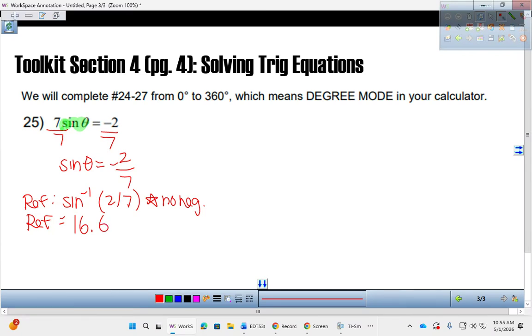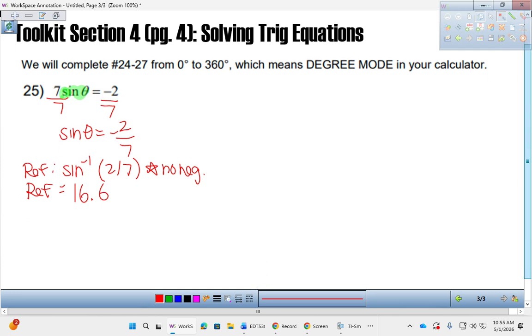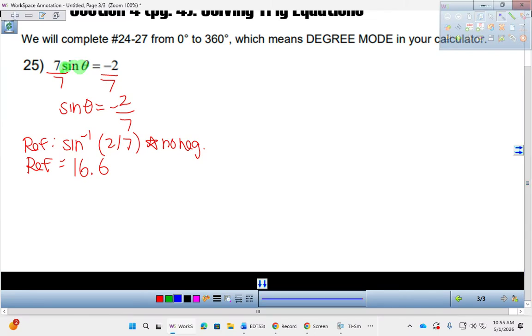All right, so I need the reference angle to find both answers. Once I have the reference angle, then I need to pick which quadrants that reference angle is going to be applied to. So in quadrant 1, the reference angle and the standard angle are going to be the same. In quadrant 2, I'm going to do 180 minus. In quadrant 3, I'm going to do 180 plus. In quadrant 4, I'm going to do 360 minus. Some of you are going to memorize that. Some of you are going to draw pictures. Okay, it doesn't matter.